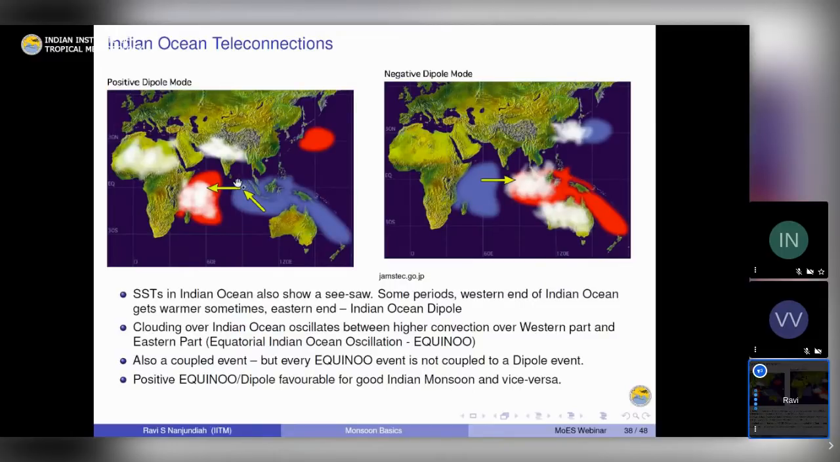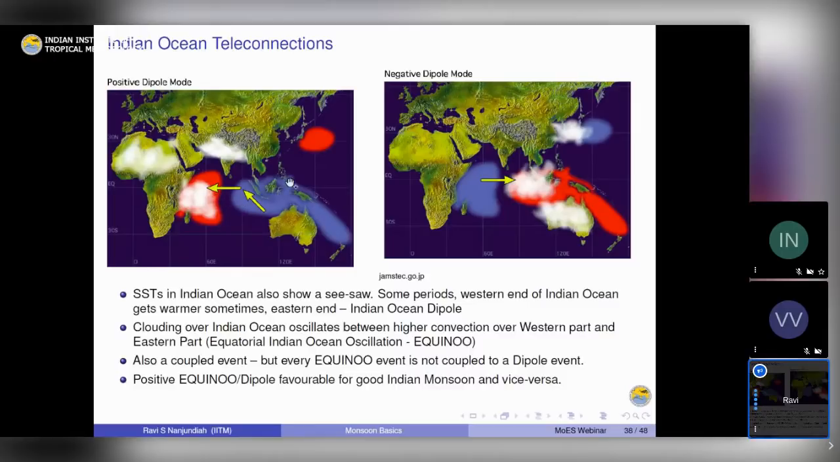And not always associated with it, but we also find that there could be more clouding on the western side, and in some other years, more clouding on the eastern side. If you're looking at the oceanic component, this is called the positive dipole, and this is called the negative dipole. The equivalent of that in the atmosphere is the equatorial Indian Ocean oscillation, though I wouldn't call it an exact equivalent, because quite often equinoo is independent of what's happening in the Indian Ocean. In the dipole, there's no one-to-one correspondence between the dipole and the equatorial Indian Ocean oscillation.